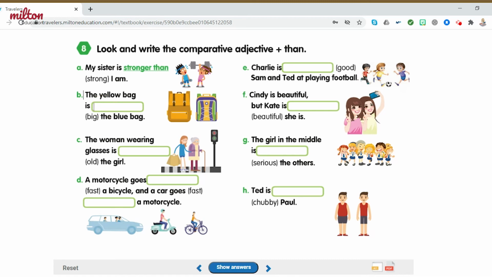So the yellow bag is big. Remember, it ends with a G. So we need to make 2 because G is a consonant. Bigger. And the most important word, than. The yellow bag is bigger than the blue bag. All of your answers should have the word than. It's very, very important when we are comparing 2 things.